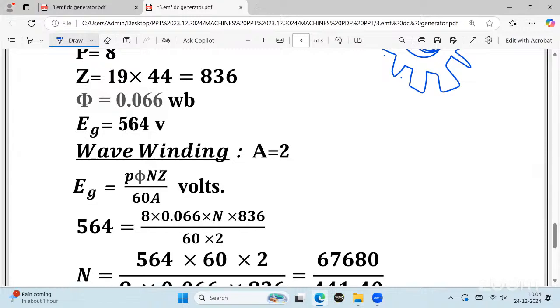To get 564, the armature should rotate with how much speed?